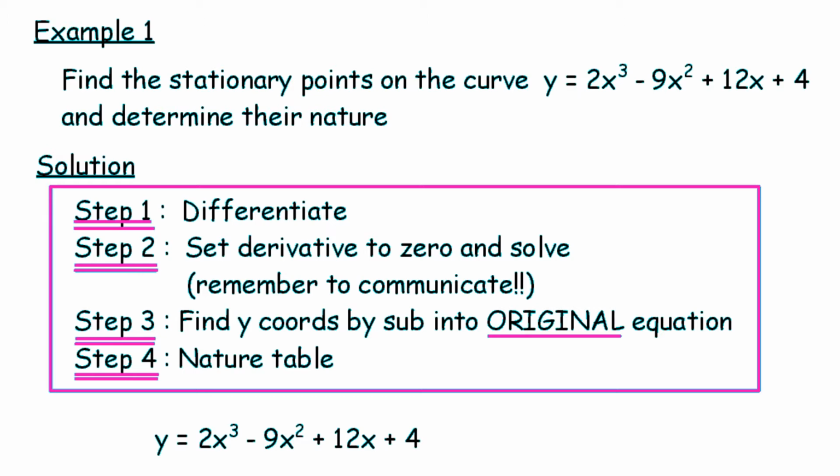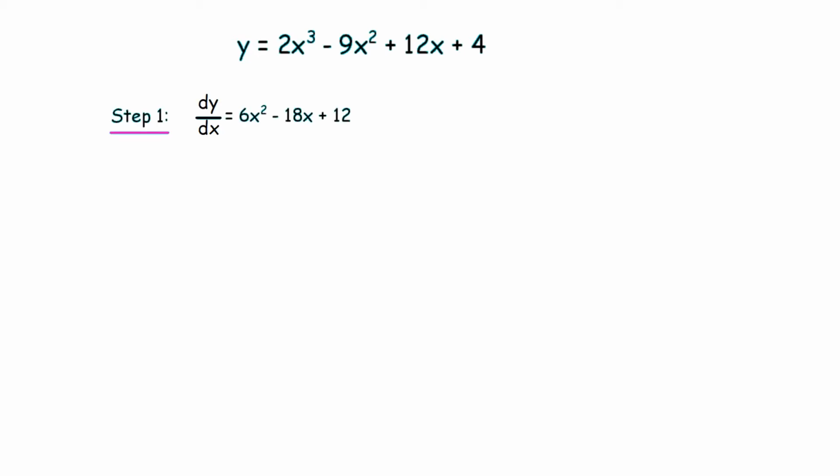We're going to start with our original equation, y equals 2x cubed minus 9x squared plus 12x plus 4. We're going to begin this question by taking our original equation and differentiating it. So y equals 2x cubed minus 9x squared plus 12x plus 4. When we differentiate it, it will become 6x squared minus 18x plus 12.